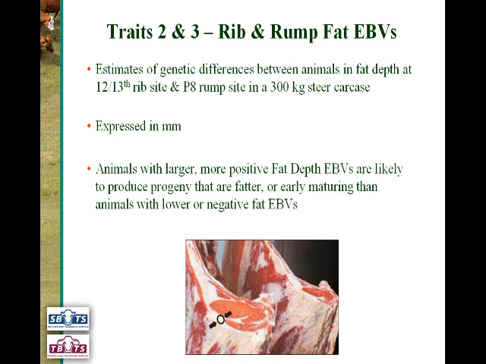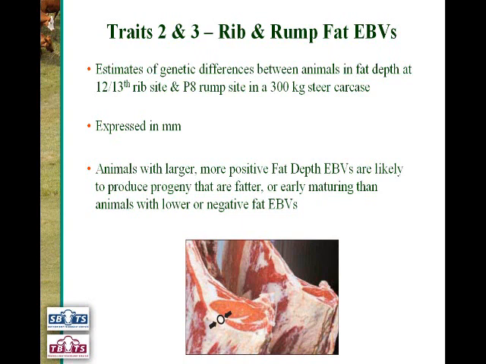The next two EBVs we have are the rib and the rump fat EBVs. I've put those on the one slide as they're very similar EBVs, just different points of measurement on the carcass. So again, the rib and the rump fat EBVs are giving us genetic differences between animals in fat depth in terms of the rib between the 12th and the 13th rib, and on the rump EBV at the P8 rump site.